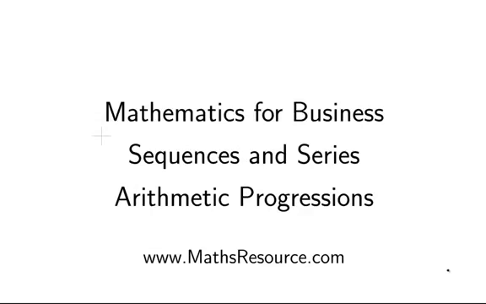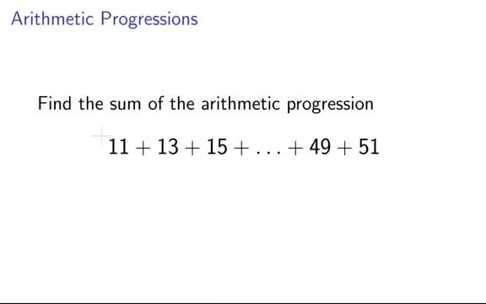In this presentation, we're going to look at sequences and series, and in particular, some arithmetic progressions and series. We're going to find the sum of the arithmetic progression 11, 13, 15, that is 11 plus 13 plus 15, all the way up to 49 and 51.